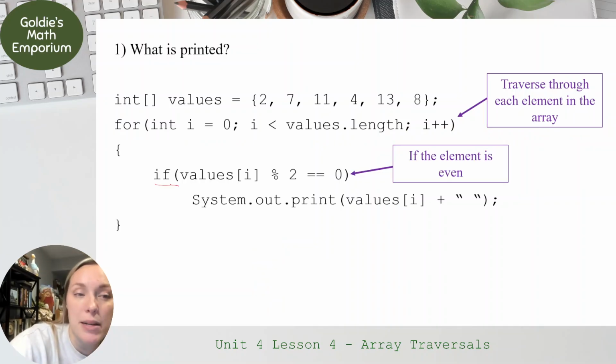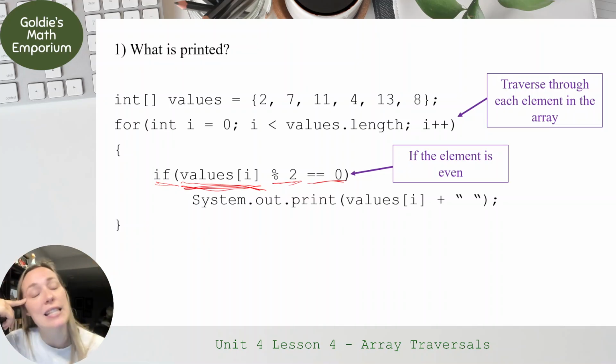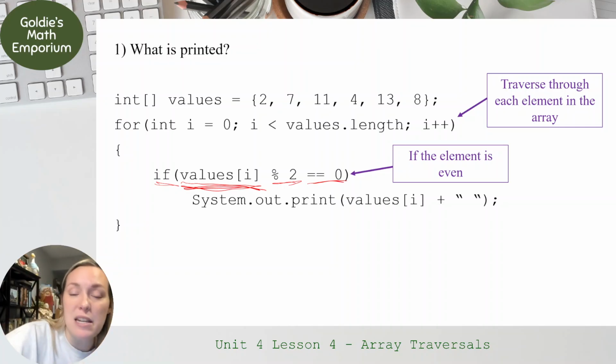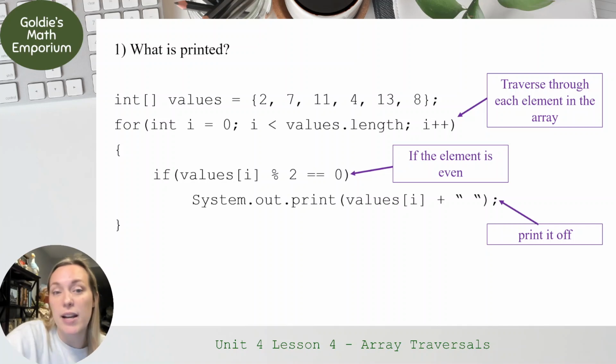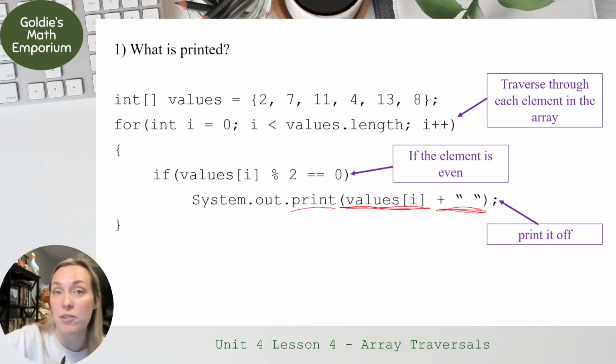Then this next if statement tells me, if that element at the current value, if I mod it by 2 and it's equal to 0, what does that say? That's asking, is the element even, right? When you divide it by 2, if your remainder is 0, what do I want to do? Well, if the element is even, I want to print it off. I'm going to do a print statement, which means I'm going to print off the value and then add a space after it so that all of them get printed on one line. So I'm going to traverse through each element in the array. If the element is even, I'm going to print it off.